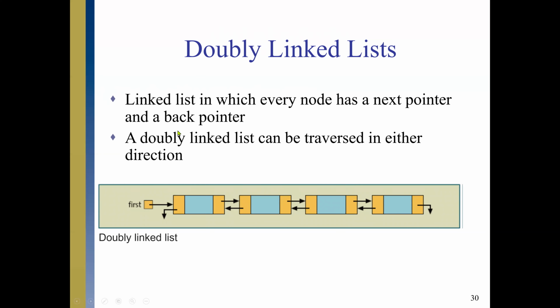So here we see a linked list in which every node has a next pointer and also the back pointer. With a simple linked list we implemented, it only has the address of the next. So a double linked list can be traversed either way. We can go forward or backward. Now with a simple linked list, we only traverse forward because there is only one pointer, pointed forward.